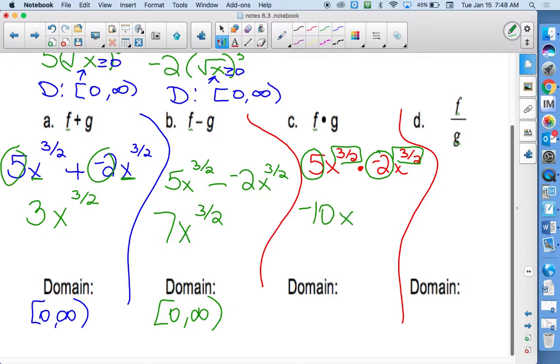Say it again. To the third, yeah. So you're taking 3 halves plus 3 halves, which you add the top together, bottom stays the same. That's 6 halves, or x to the third.